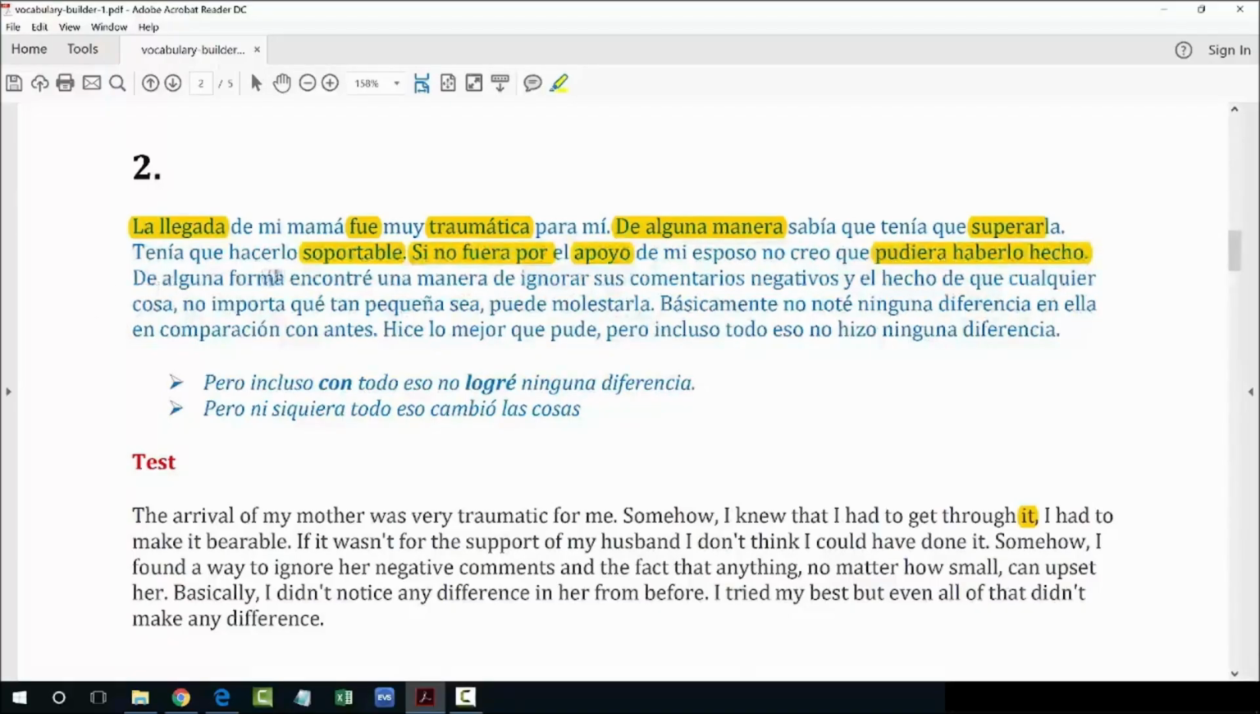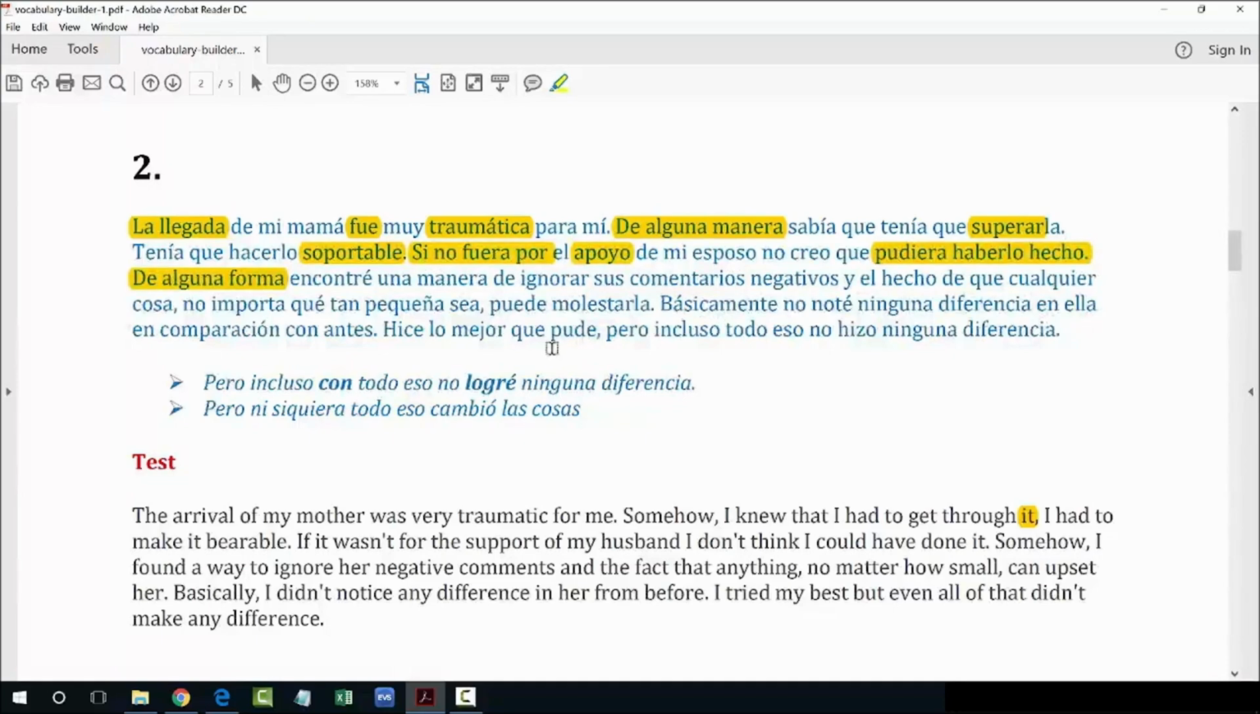Now we have a little variation. De alguna forma. This also means somehow. You can see we have de alguna manera or de alguna forma. Either way, both will stand for somehow. Encontré una manera de ignorar sus comentarios negativos. So this is, I found a way to ignore her negative comments.